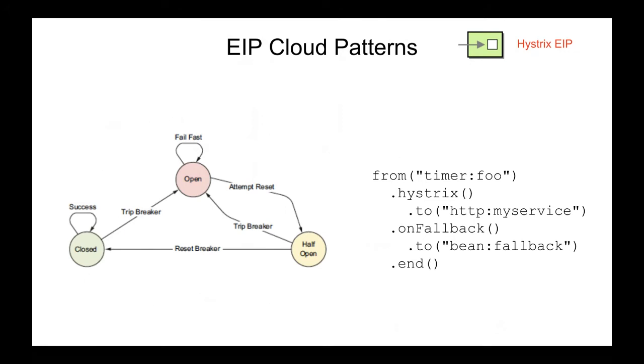Another pattern we're going to see in the demo is around circuit breakers, the Hystrix pattern. We do have a circuit breaker pattern that comes out of the box in Camel Core. However, we have deprecated that in favor of Hystrix. Hystrix is a much more robust and powerful implementation of the circuit breaker. It's battle tested, it's used a lot. It's really awesome.